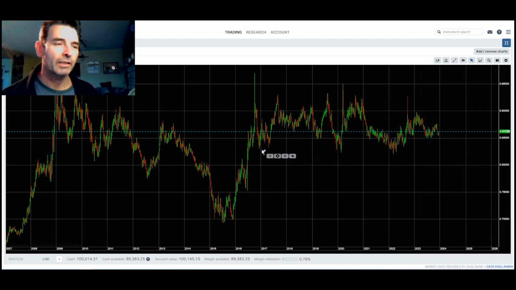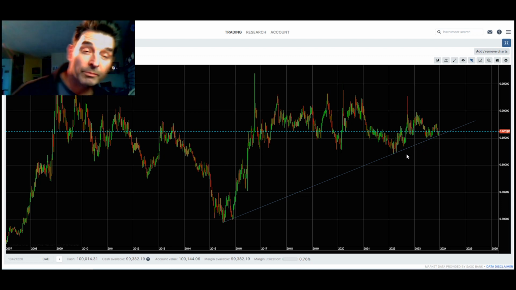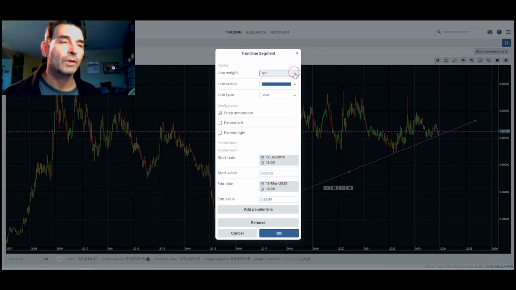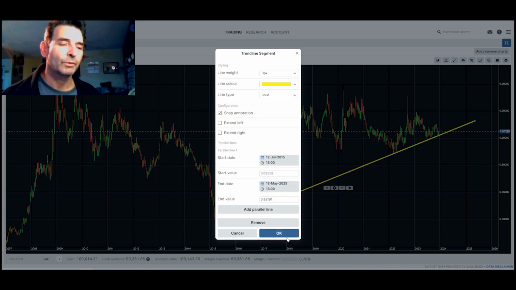Trend segment line. Here. This would be the trend. We start with the low. There. And lo and behold, look at that. Wow, perfect. Just perfect. So we're right at the bottom of this big support trend line. Let's do our usual 3 pixels yellow. Yellow for wave 1.